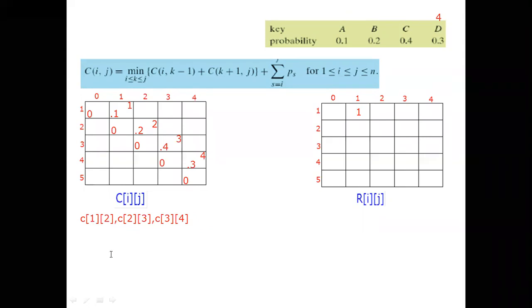C of 1, 2. Can you understand the meaning of this one? The meaning is that at a time we are considering the first two keys. And with the help of the first two keys, we can draw the tree two ways. I will draw it now.